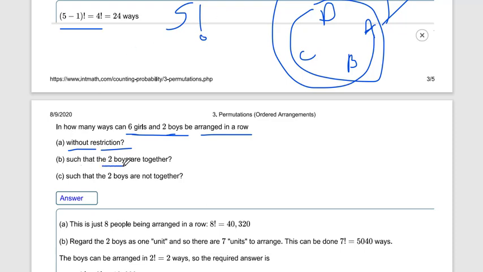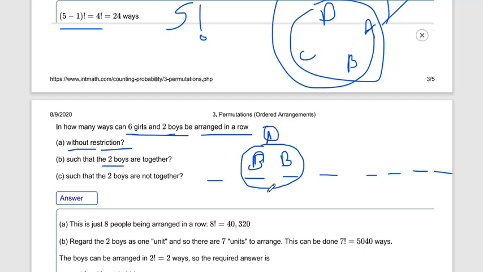such that 2 boys are together. They have 8 spaces available, but anywhere you put the boys, both boys should be together. So how do we calculate? Since they have given together, we make them one group, and we assume that this is only one space.